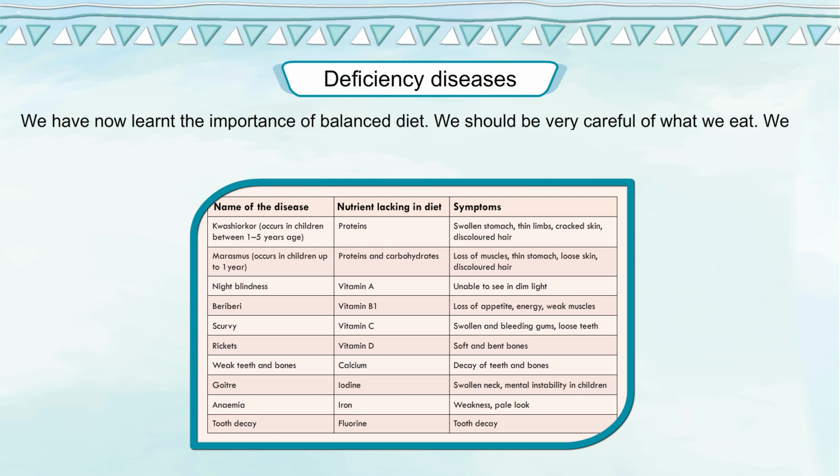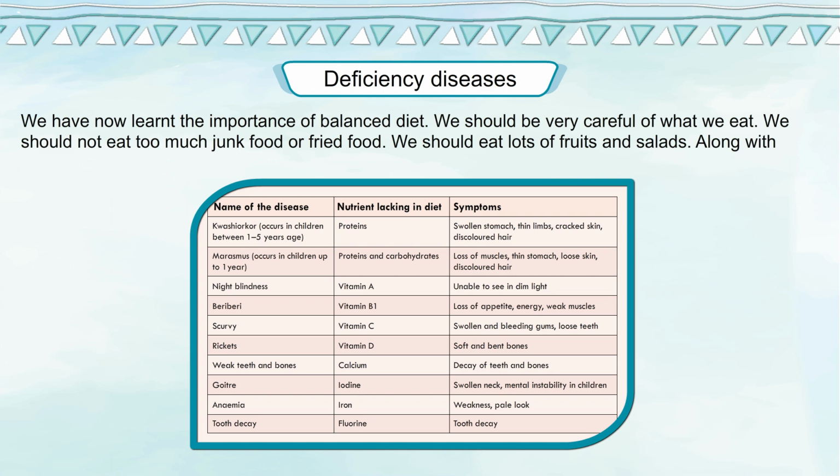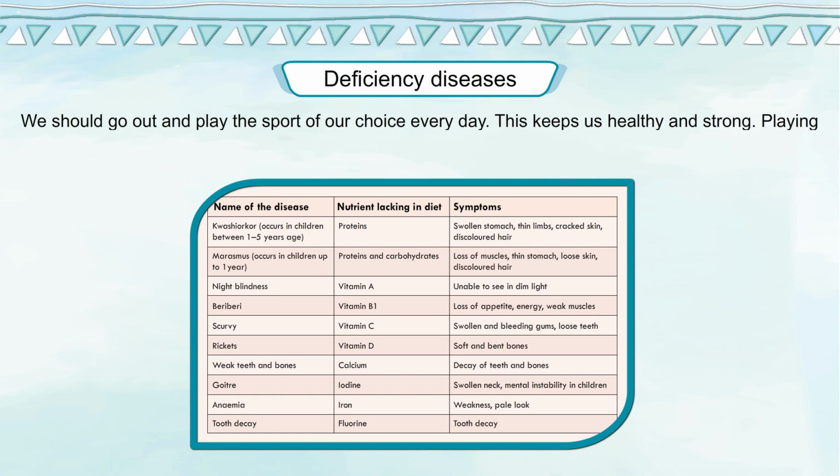We have now learned the importance of balanced diet. We should be very careful of what we eat. We should not eat too much junk food or fried food. We should eat lots of fruits and salads. Along with food, physical activity is very important. We should go out and play the sport of our choice every day. This keeps us healthy and strong. Playing also helps us concentrate and study better.